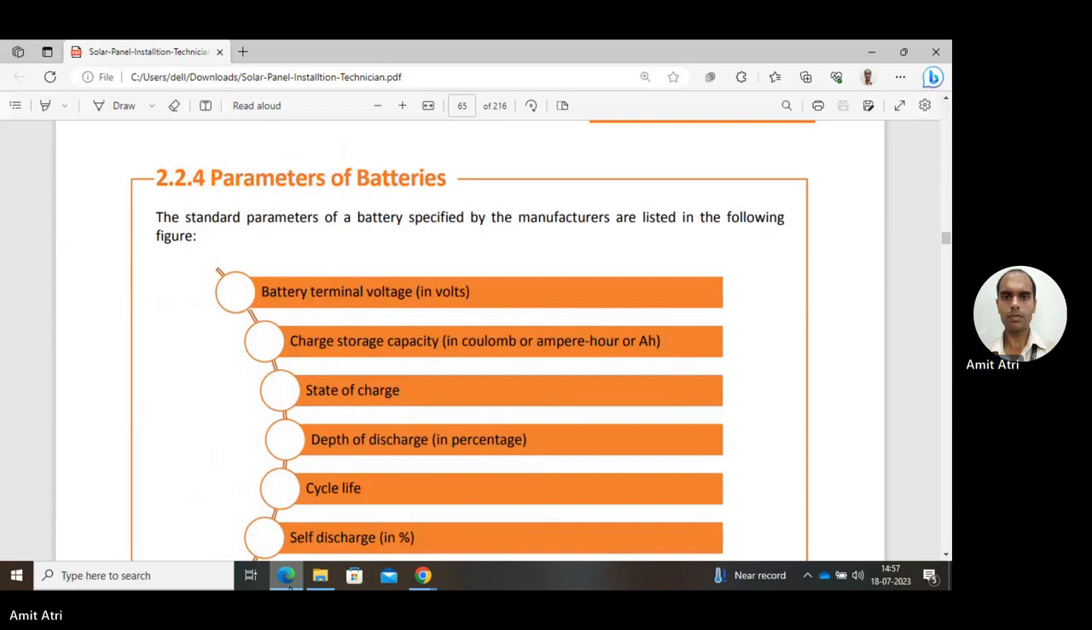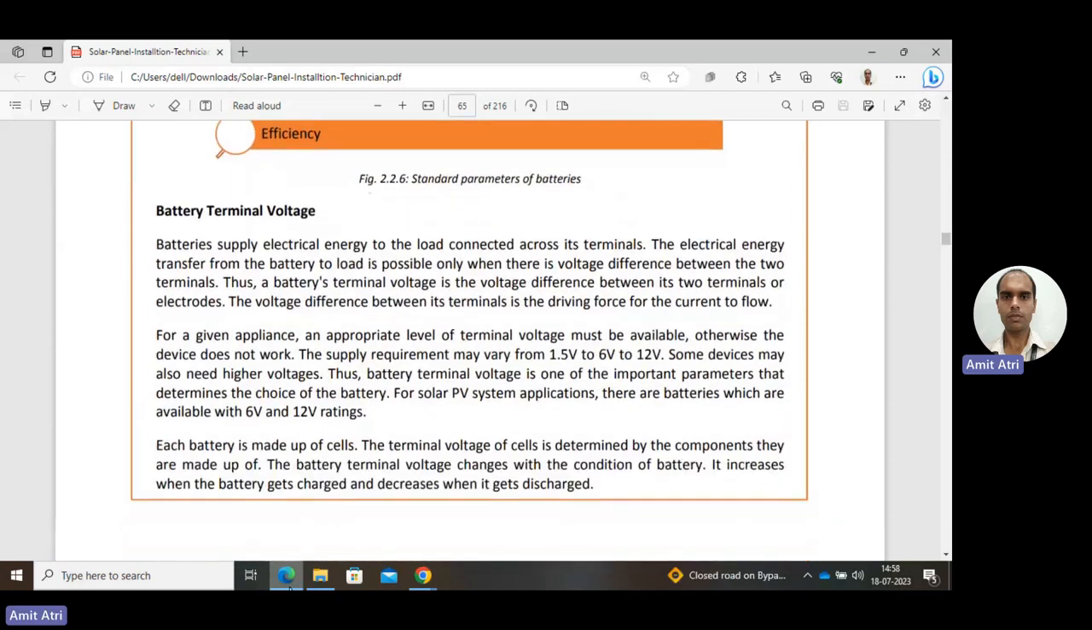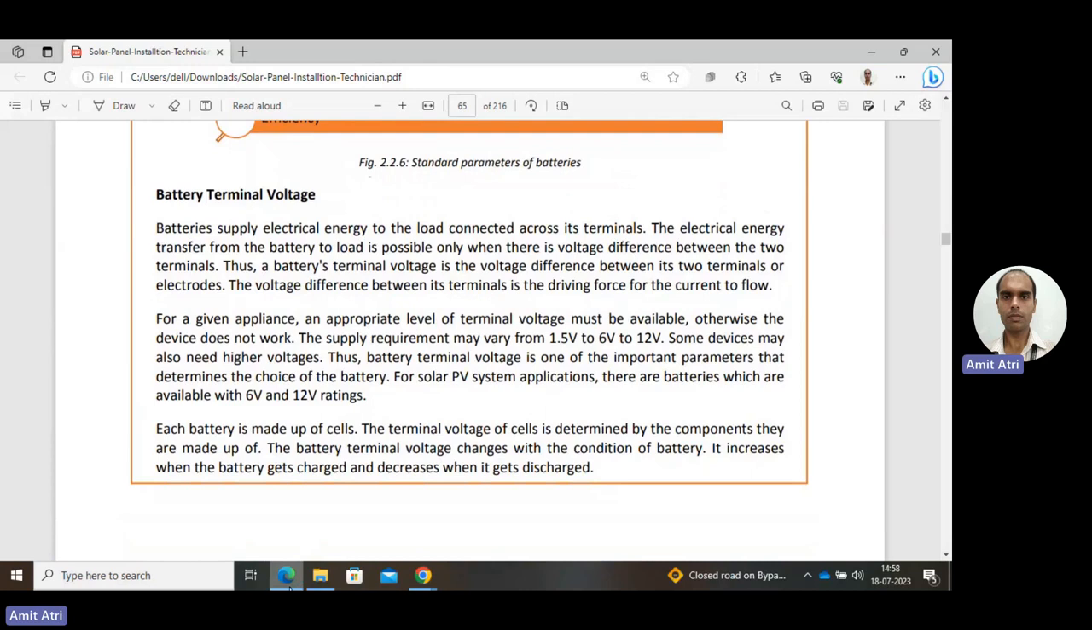Parameters. Standard parameters of the battery, like the battery terminal voltage specified in volt, charge storage capacity, that is coulomb or ampere hour. Very commonly we use the term ampere hour, AH, commercially when we are using a battery. State of charge, depth of discharge, that is in percentage, how much percent. Life cycle, then self discharge, that is also in percentage, and last, that is efficiency. Now we will be discussing each one of them in brief, one by one.